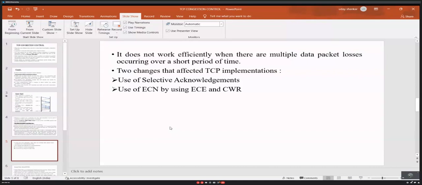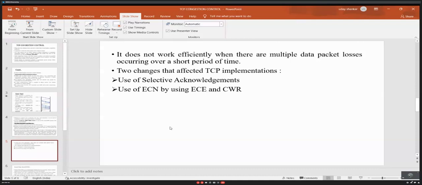So this you have already studied. Here we have two parameters: one is ECE and the other is CWR. ECE is nothing but ECN echo. Whenever there is congestion, the host needs to be notified about the congestion. So how is it going to notify? It is going to send some message, and that is nothing but ECE. ECE means ECN echo.